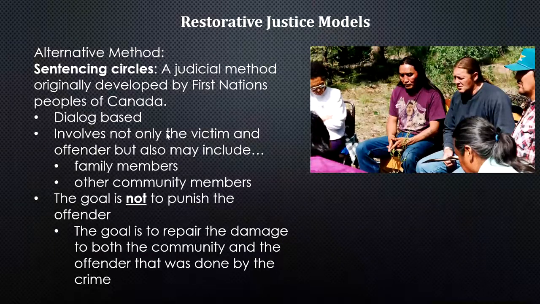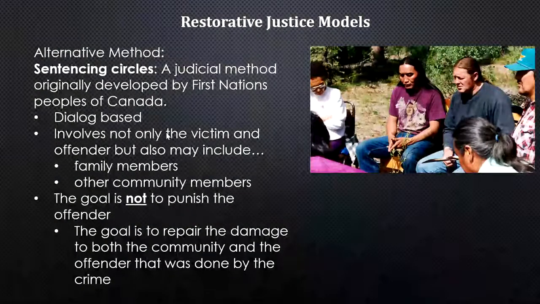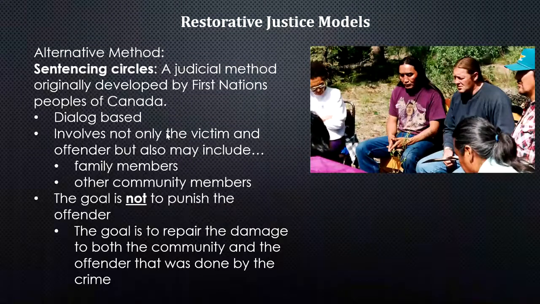The goal of sentencing circles is not to punish the offender. The goal is to repair the damage that was done by the crime to the community, the offender, and the victim. So the goal of a sentencing circle is not to punish anybody, but to repair the damage done to the community. If that means making the offender do something for the community, it could involve that too, but that would also require the offender to agree with that and go along with that.